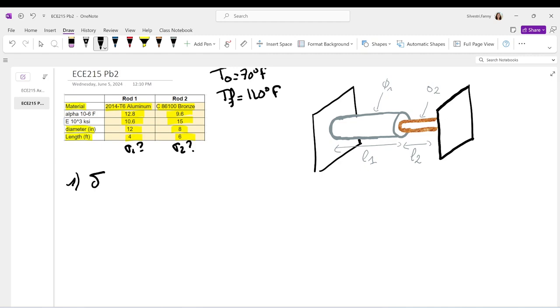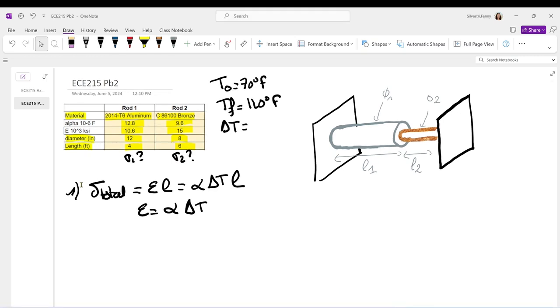So the delta total will be equal to epsilon times L, and epsilon equals alpha times the delta T, an uppercase delta. So this is equal to alpha delta T times L. We have the alpha for both rods. The delta T is 110 minus 70, equal to 40 Fahrenheit. And L is the length of each rod. Let's make sure we have the correct units too.